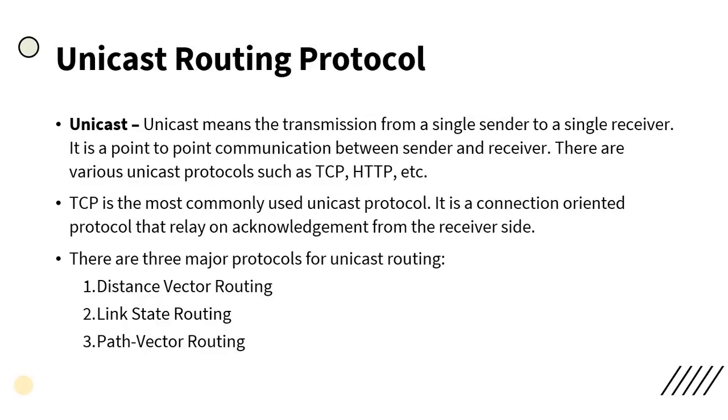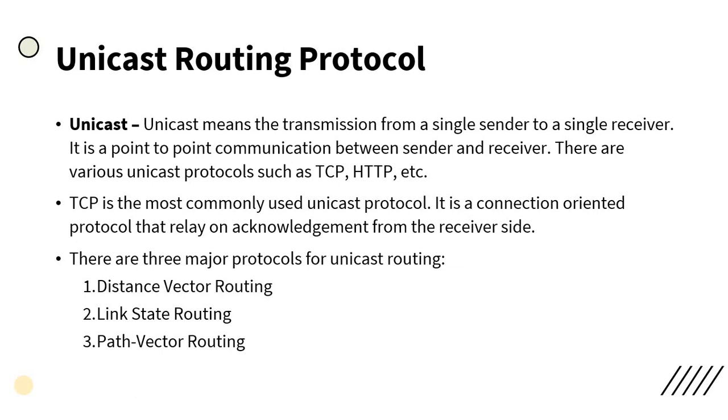In today's lecture, we are going to learn about the Unicast routing algorithm. Unicast means the transmission from a single sender to a single receiver. If we are communicating over the network, and there are only two hosts available, one is the sender and the second is the receiver, that type of communication is called unicast, because it is one-to-one communication. It is also called point-to-point communication between the sender and the receiver.